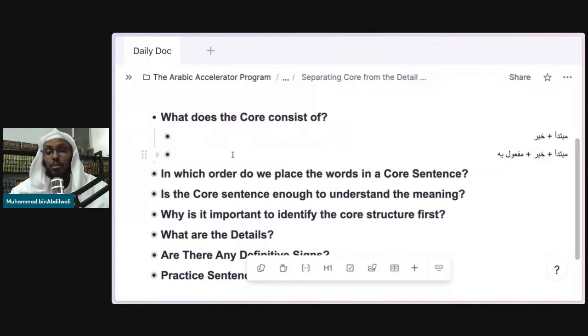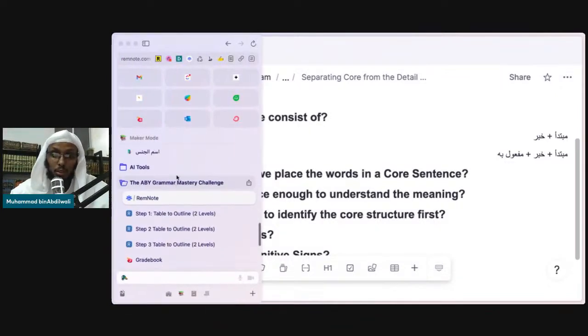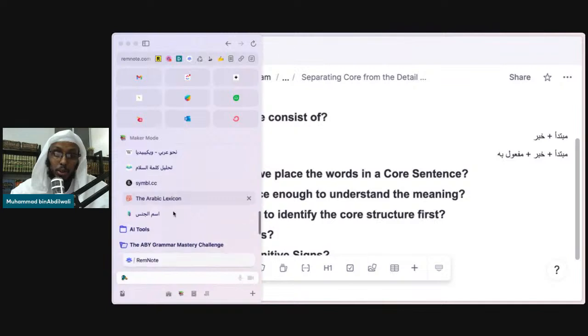Of course, in Arabic, there's a flexible word order system. Sometimes the khabar might be mentioned before the mubtada, but we'll talk about that later. First, master the default, and then we can talk about exceptions to the rule.